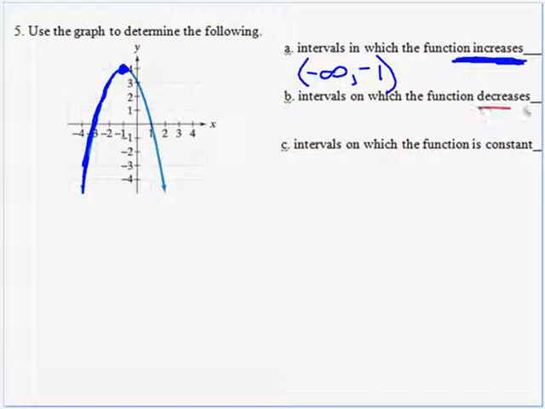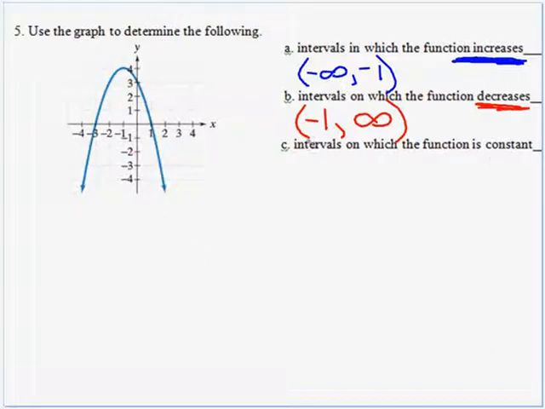Okay, next part is decreasing. Well, we're here at the peak. We're at the highest we're ever going to go. Now as we read the graph left to right, we're going downhill. So this interval picks up where the previous one left off at negative 1, and that's going to continue for the rest of the graph, so that'll take us to positive infinity.